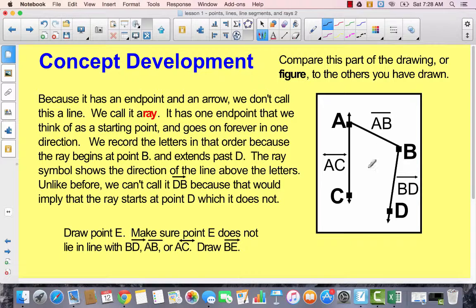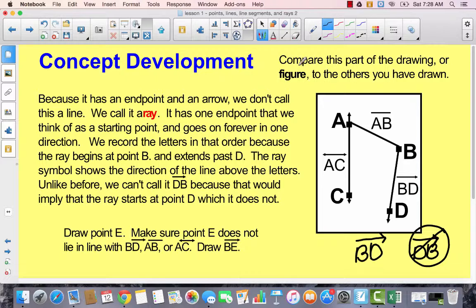Okay, now what's different about a ray is that this is called ray BD, and you always start with the end point. It is not ray DB. You cannot call a ray by the arrow end. So lines can be named in either direction. Line segments can be named in either direction, but rays have to begin with the end point.